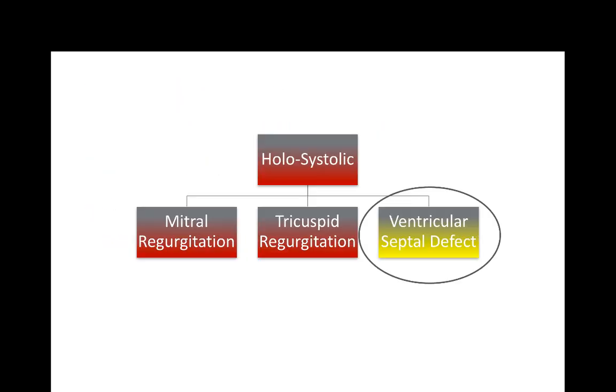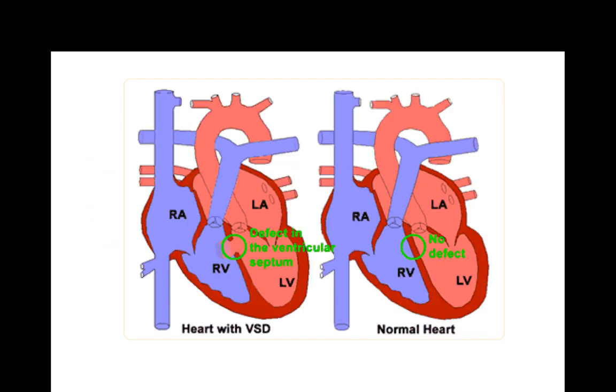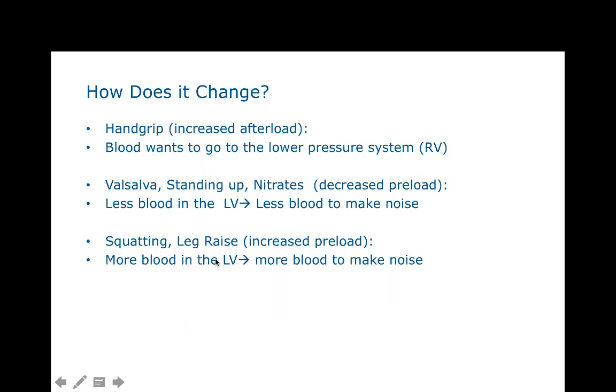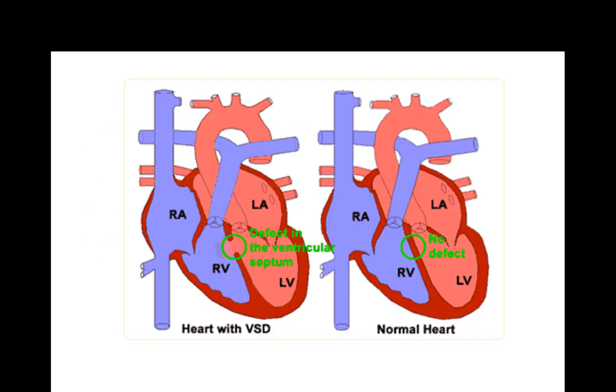Last but not least, we're going to talk about ventricular septal defect. In ventricular septal defect, instead of a normal septum that separates the left ventricle and right ventricle, you have this defect or a hole that allows the blood to go through to the right ventricle. Now remember, the pressure in your right ventricle is way lower than your left ventricle, so it would be a lot easier for the blood to go to the right ventricle. So how would it change? With increased afterload, if you have increased pressure in your aorta, where would blood want to go? It's going to want to go to your right ventricle, so your murmur intensity will increase.